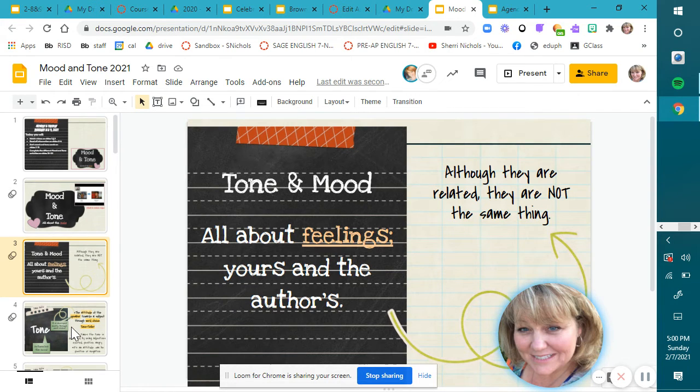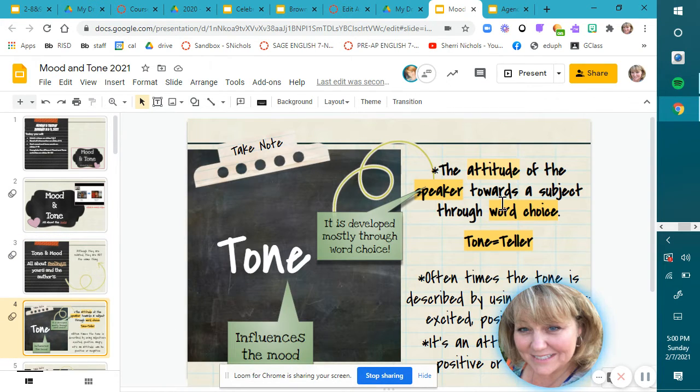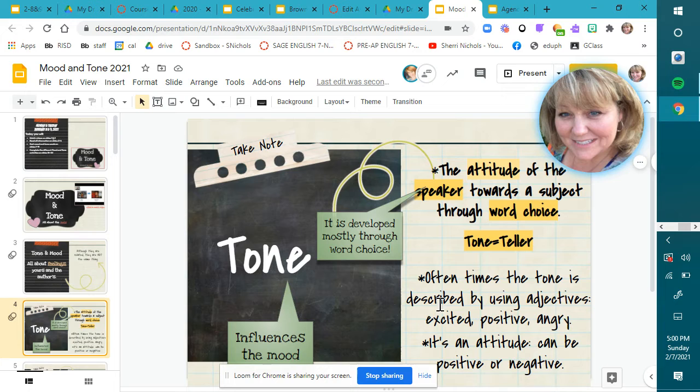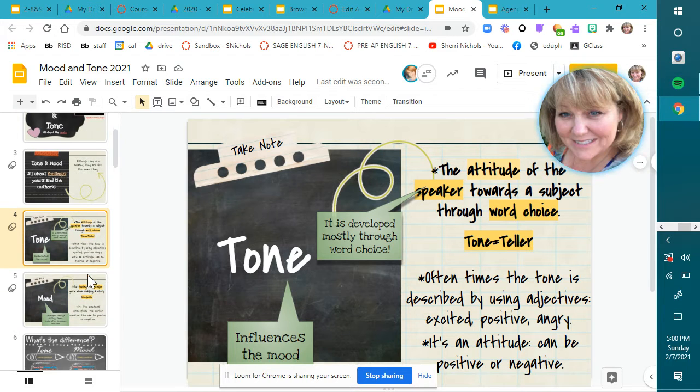So tone is the attitude of the speaker. It is developed mostly through word choice. So it's the attitude of the speaker towards the subject through word choice. Tone equals the teller. And oftentimes, tone is described by using adjectives: excited, positive, angry. It's an attitude. It can be positive or negative. And definitely tone is what influences the mood of a piece when you are reading.